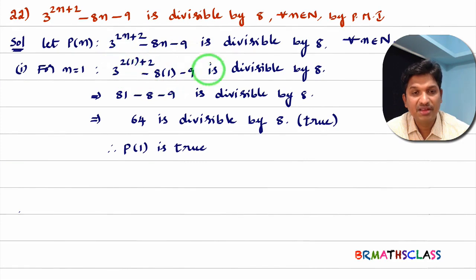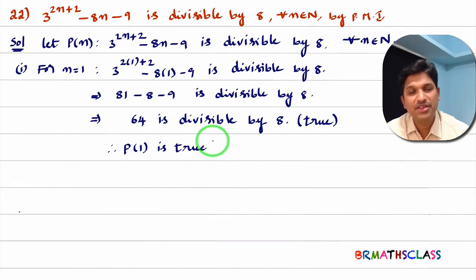I simplified this. Then I got 64. 64 is divisible by 8. Is 64 divisible by 8? Is it true? Yes. 8 times 8, 8 eights are 64. So 64 is divisible by 8 is true. So we proved the first part of this question.